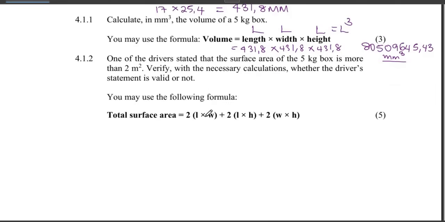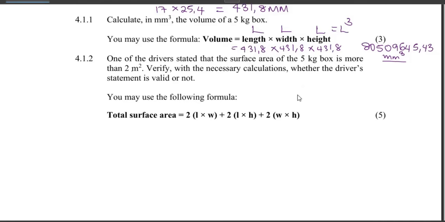We continue to another question that says one of the drivers stated that the surface area of the 5 kg box is more than 2 meters squared. Verify your answer with necessary calculations, whether the driver's statement is valid or not. So what are we going to do? We shall need to substitute into the formula. But remember, these are meters squared. This is what you're proving.